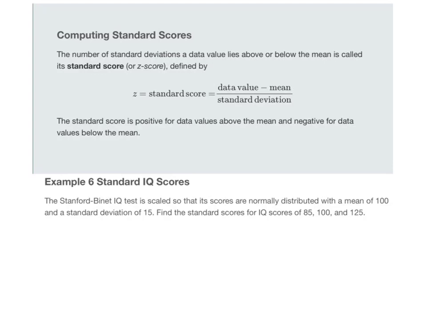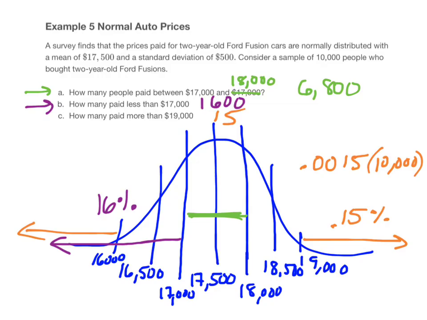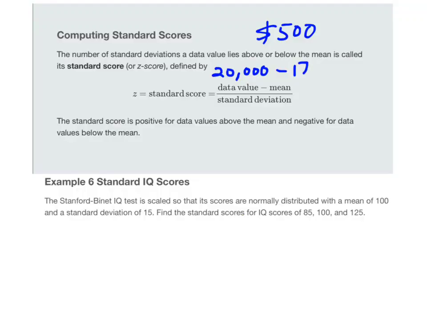So we find that z-score by finding the data value's deviation. So you can take the data value and subtract the mean, right? And then we divide that by the standard deviation. All right, so let's say that the standard deviation is 500, as in the last example. And let's say that our price, so let's go with like 20,000. Well, how far above the mean is that? Well, the mean was 17,500.